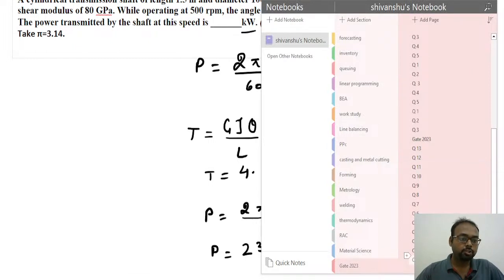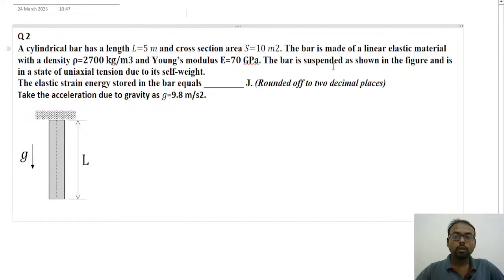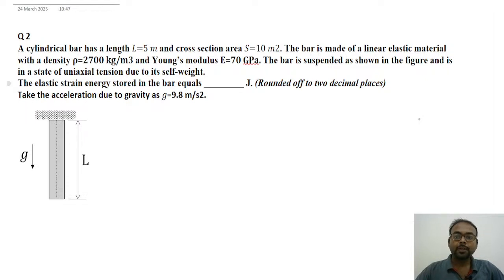Now let's move to the next question, that is question number 2. Here a cylindrical bar has a length of 5 meter and cross-sectional area S is equal to 10 meter square. The bar is made of linear elastic material with a density of 2700 kilogram per meter cube and Young's modulus E is equal to 70 gigapascal. The bar is suspended as shown in the figure and is in a state of uniaxial tension due to its self weight. The elastic strain energy stored in the bar is equal to.